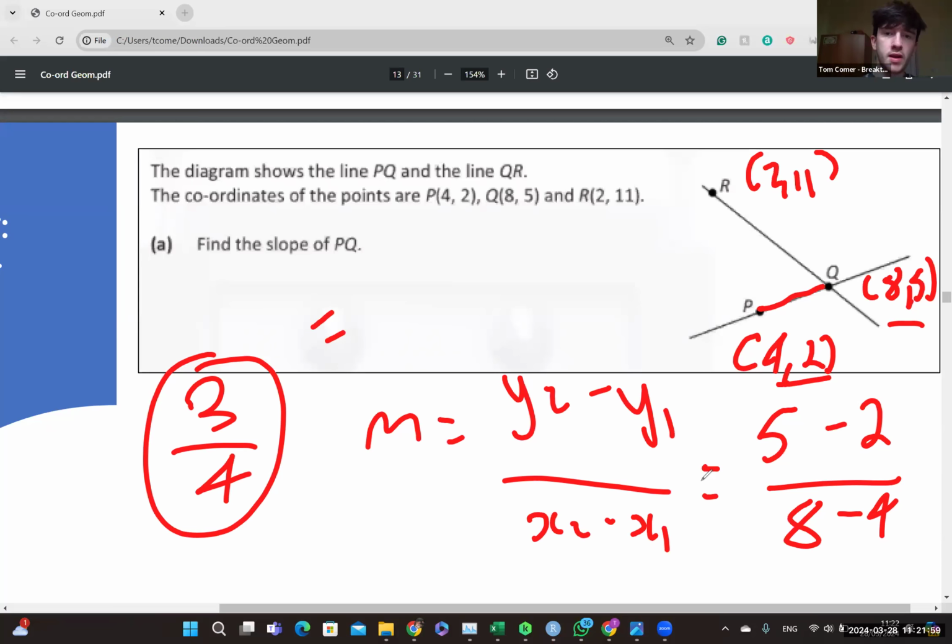So you can write it as either. No problem at all. You won't lose marks for writing it as a decimal or a fraction. Absolutely brilliant work. Well done.